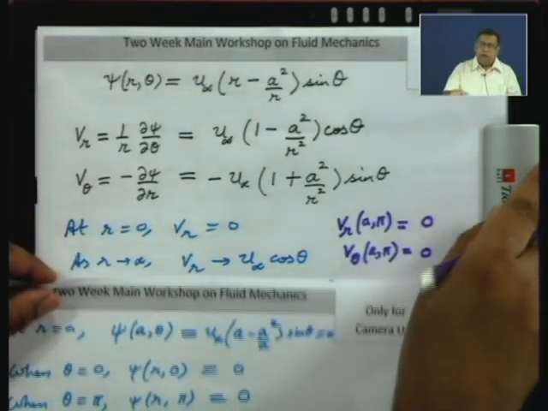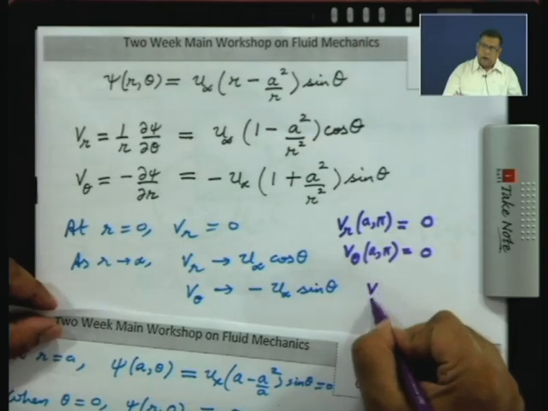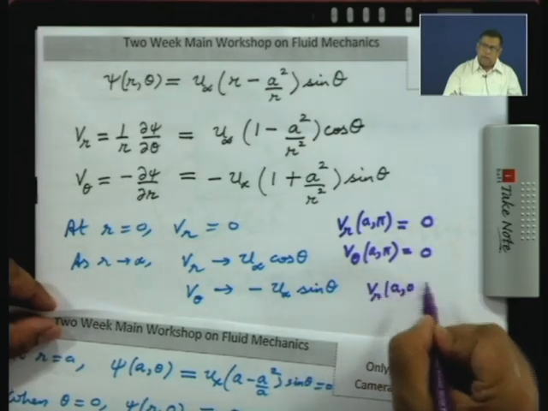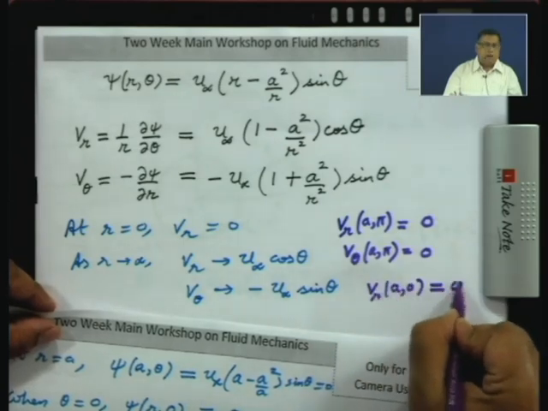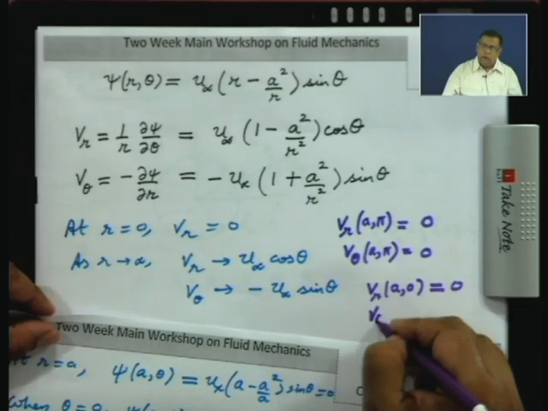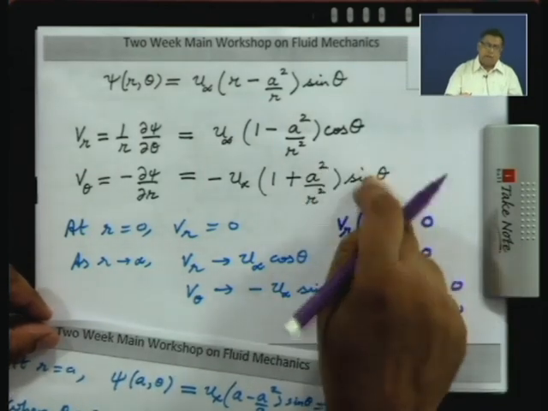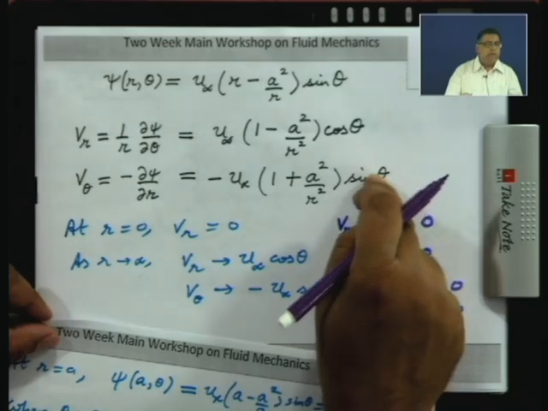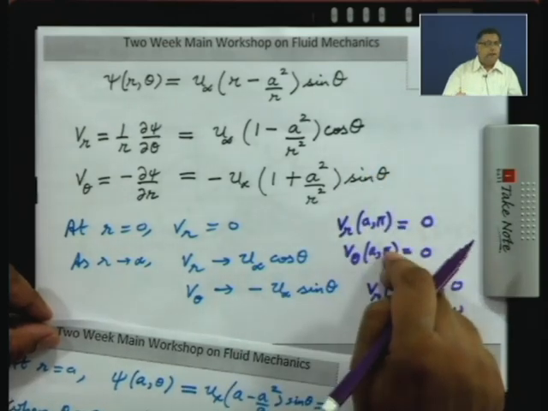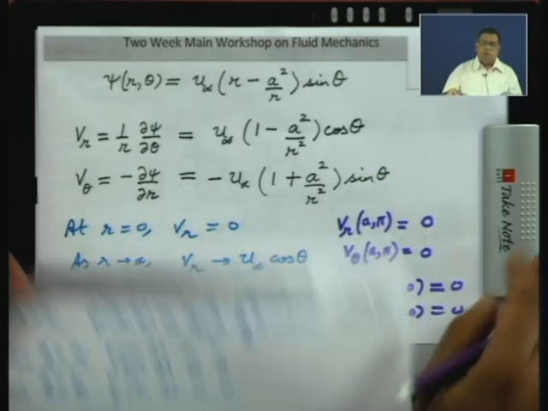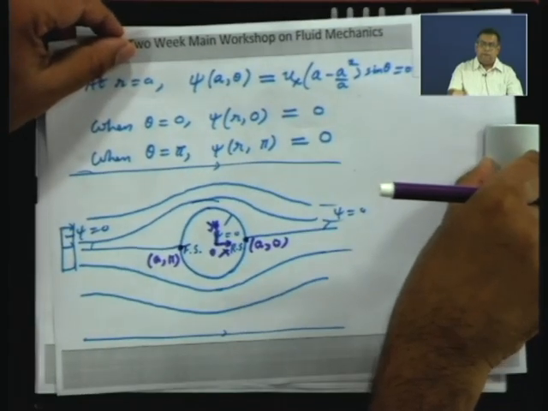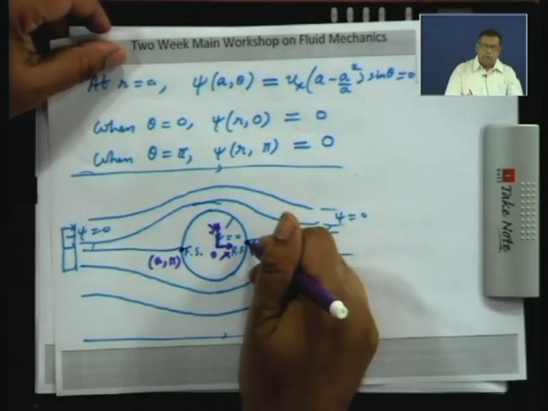Now, similarly, if you look at V r of a comma 0, that is the rear stagnation point, V r anyway is 0 because r equal to a. If you look at V theta of a comma 0, that is 0 because of this sin theta term. So, this sin theta term is 0 when theta is pi or theta equal to 0. So, what we anticipated is correct, we have verified that both the velocity components here are 0.